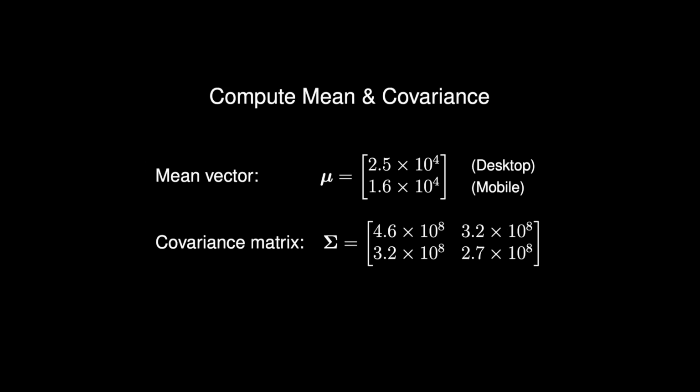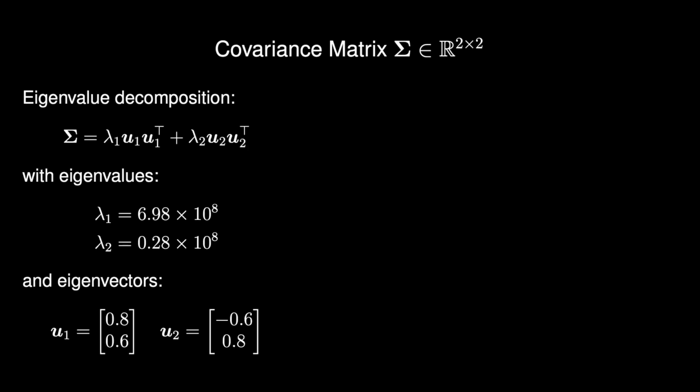We computed the mean vector, about 25,000 desktop views and 16,000 mobile views on average. The covariance matrix captures both spread along each axis and the strong positive correlation between desktop and mobile views. Applying eigenvalue decomposition to the covariance matrix gives two eigenvalues, approximately 6.98 and 0.28 times 10 to the 8th.